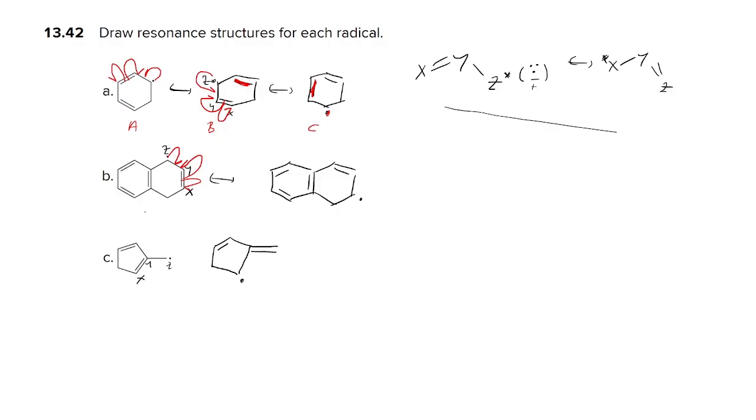So how can we draw curved arrows? Again, with the red color we can show it. The unpaired electron should move as part of the pi bond, and one of the pi bond electrons should move here to make the pi bond, and the other pi electron should move here as an unpaired electron.